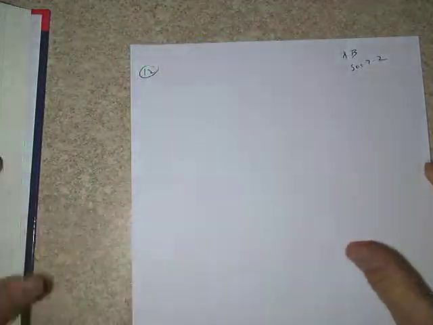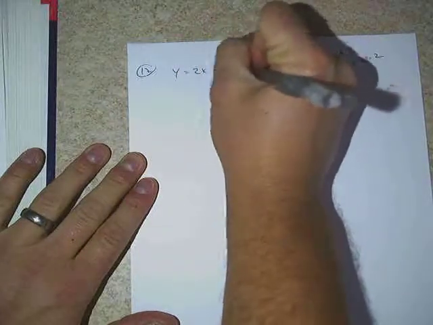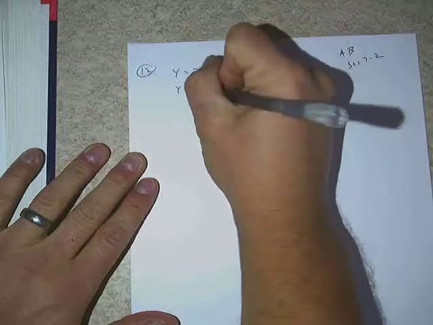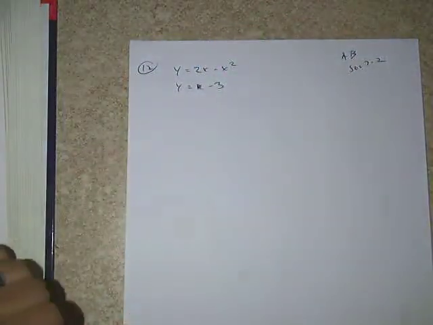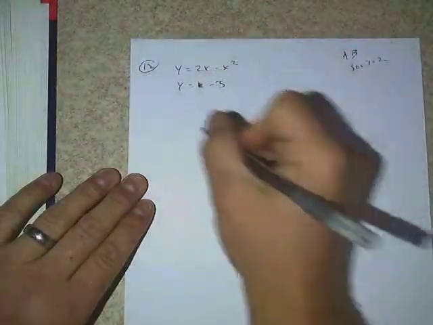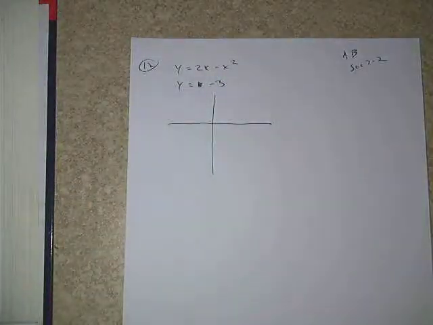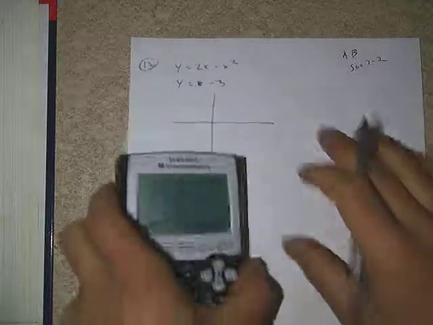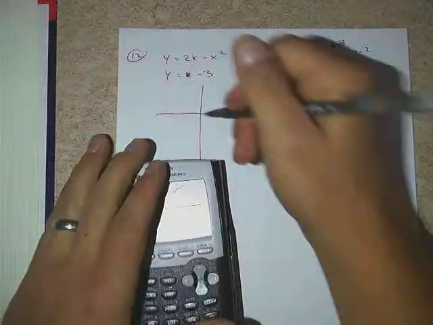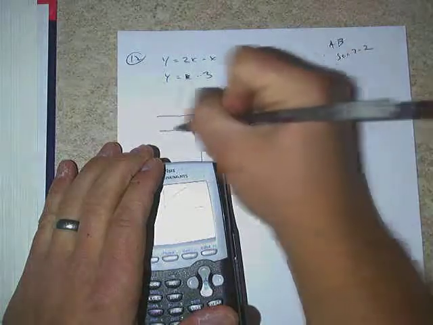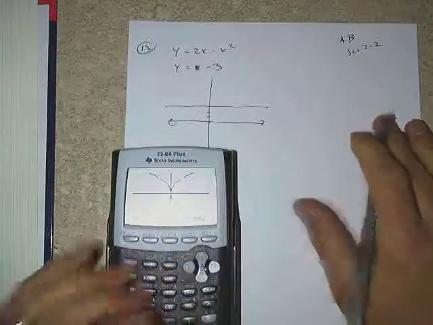Number 12 here, we have the equation 2x minus x squared, and we have the equation y equals negative 3. Alright, so we're going to find the area between these two. I would suggest drawing a graph. These two are fairly simple to draw because one is a horizontal line at negative 3, so you know that. This one's just an upside down parabola.